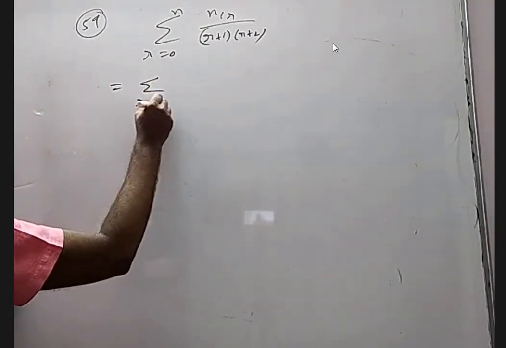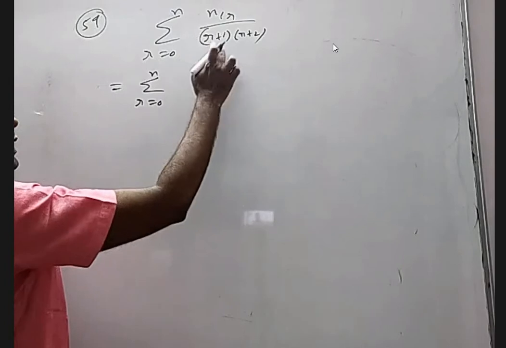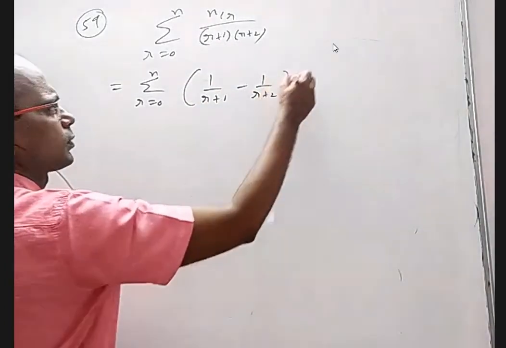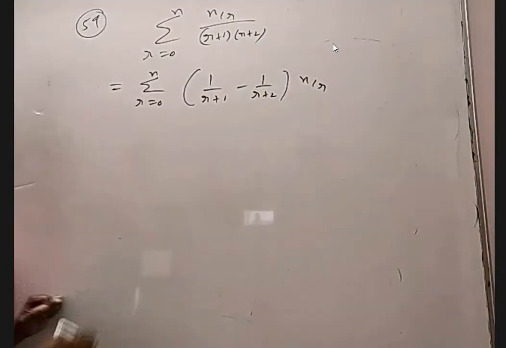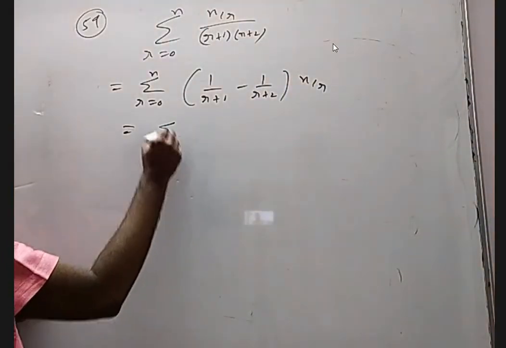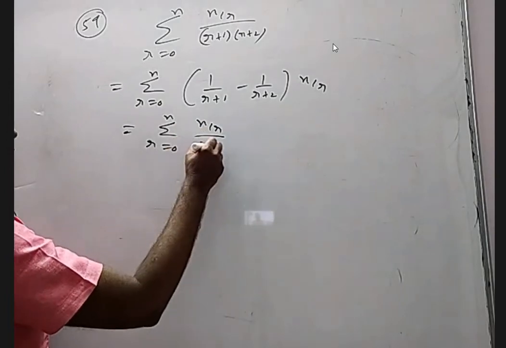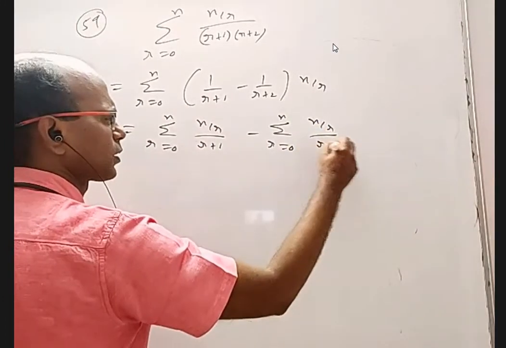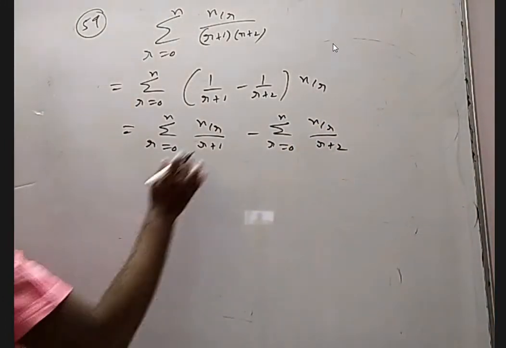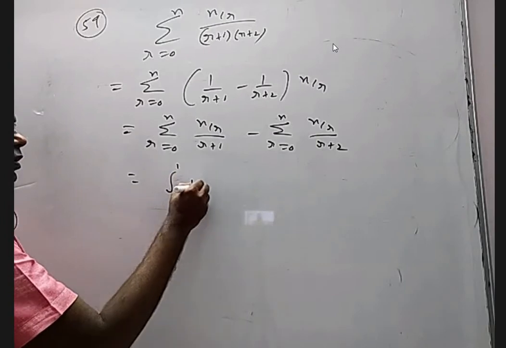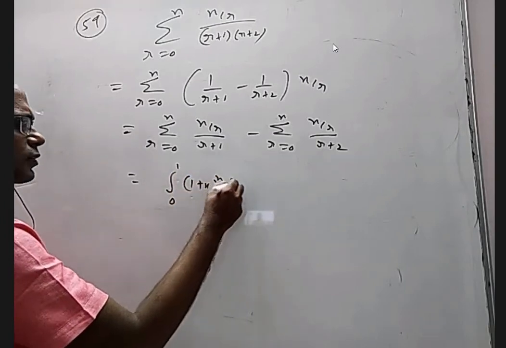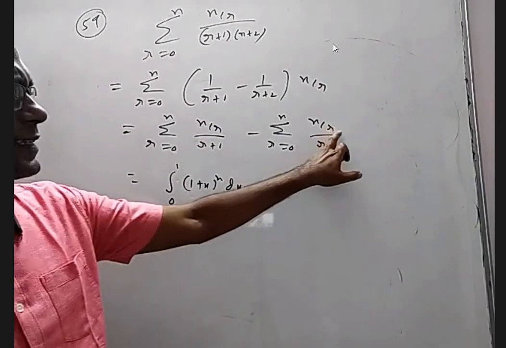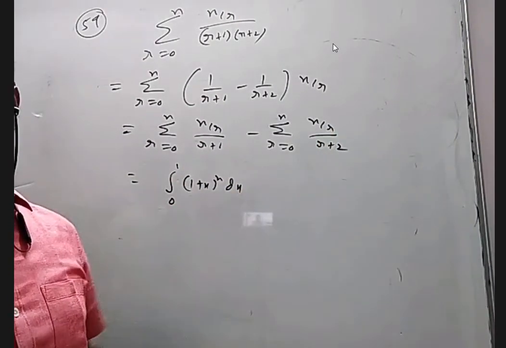Sigma r equal to 0 to n, 1 by r plus 1 into r plus 2. I can use partial fractions as 1 by r plus 1 minus 1 by r plus 2, into NCR, which is sigma r equal to 0 to n NCR by r plus 1 minus sigma r equal to 0 to n NCR by r plus 2. This one is integral 0 to 1 of 1 plus x whole power n dx, because if you want by r plus 1, you have to integrate once. How to get NCR by r plus 2 directly in integration? Anybody want to give an idea?